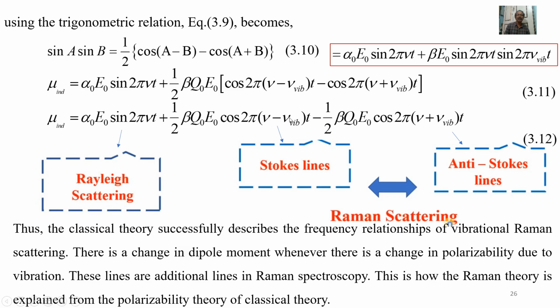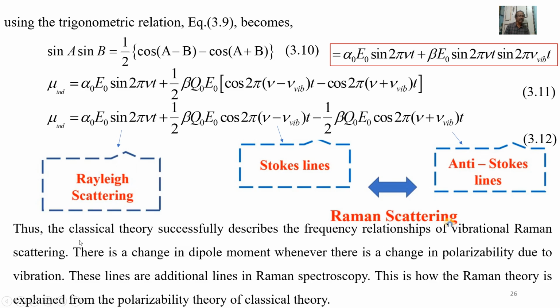Whereas in the second term and third term, we have one additional term, and this is the argument. Just look at the argument: cos 2 pi times (nu minus nu vibration) times t. Here it is plus, one is minus. The second term refers to the Stokes line, and the third term refers to the anti-Stokes line. Together, this is what we call Raman scattering. So these are all inelastic scattering, and this is elastic scattering.